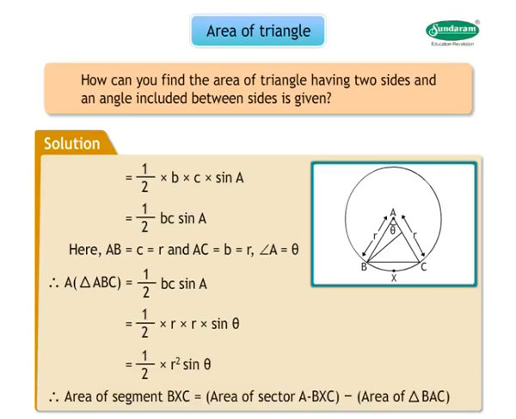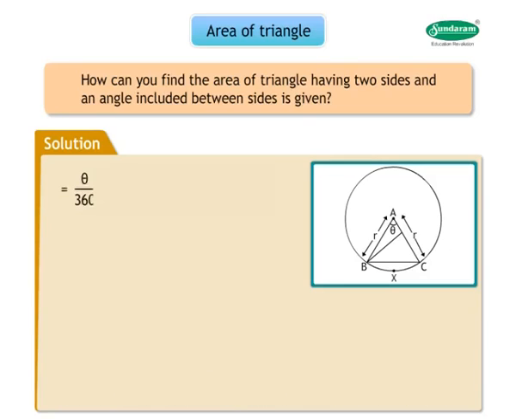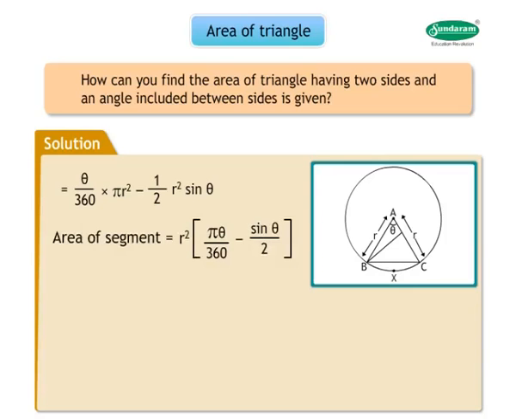Therefore, area of segment BXC is equal to area of sector ABXC minus area of triangle BAC is equal to theta upon 360 into pi R square minus half R square sine theta. Area of segment is equal to R square in bracket pi theta upon 360 minus sine theta upon 2.